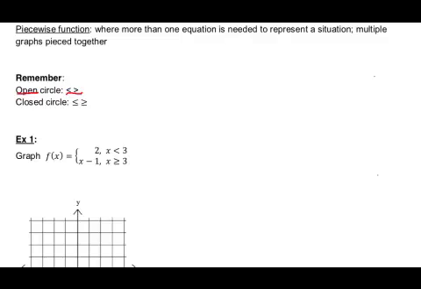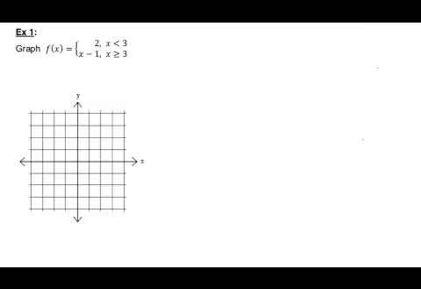So the first example, we are graphing f of x equals, the first function is 2, and that's when x is less than 3. The second equation is x minus 1 when x is greater than or equal to 3. So again, we have to look at these two functions separately, and then we can graph them on the same graph.